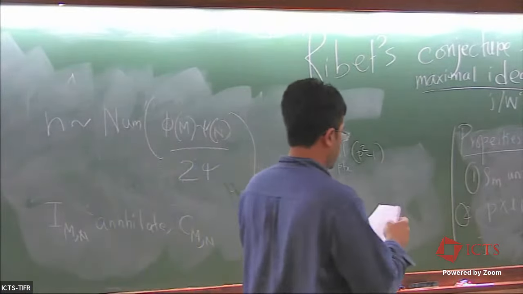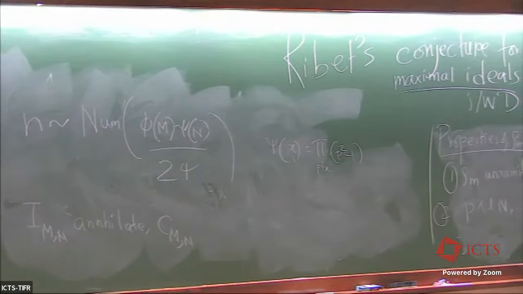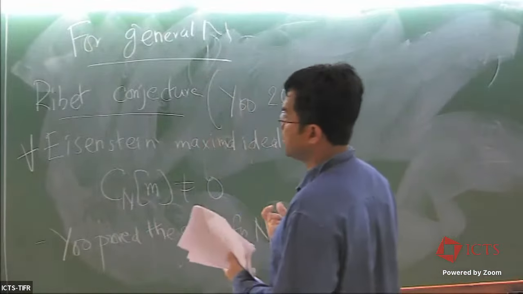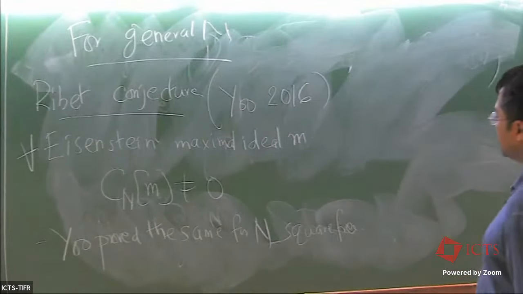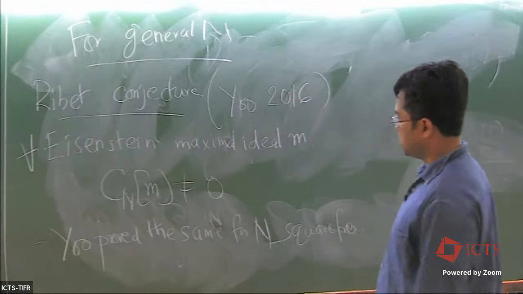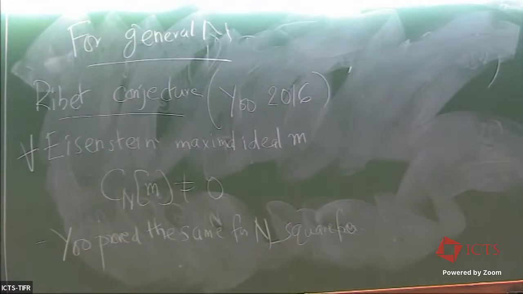Okay, so here, what is the advantage of this n square free? What our work does is generalize it for general n, in particular p square dividing n and p cube dividing n, cube free. So for p square dividing n and any 2 power dividing n, we generalize this Yoo's result. Okay, so any questions?